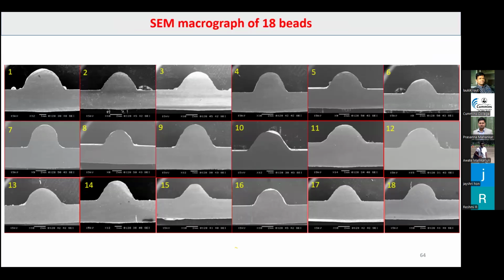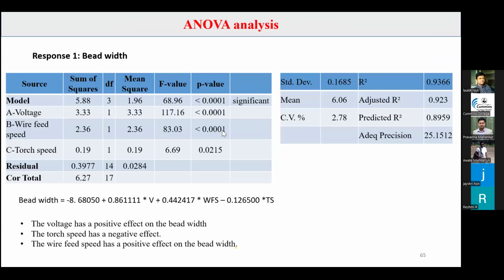This is the SEM micrograph. These are the SEM micrographs of 18 different deposited beads. So I have performed ANOVA analysis over three different responses, that is bead width, bead height, and micro hardness. So this is response 1, bead width. This is the ANOVA table for bead width. The model was significant as the value is less than 0.0001.